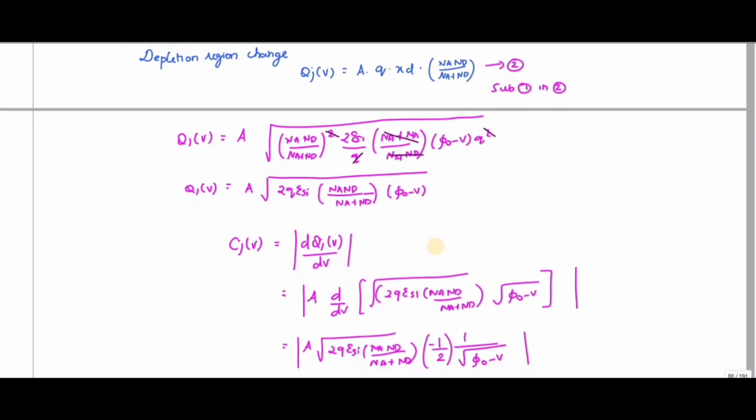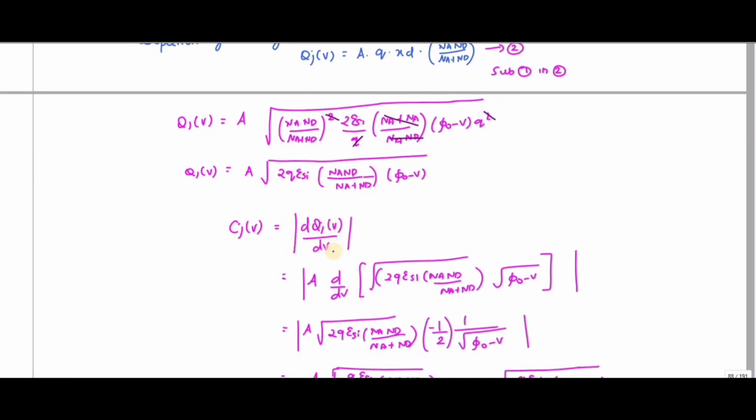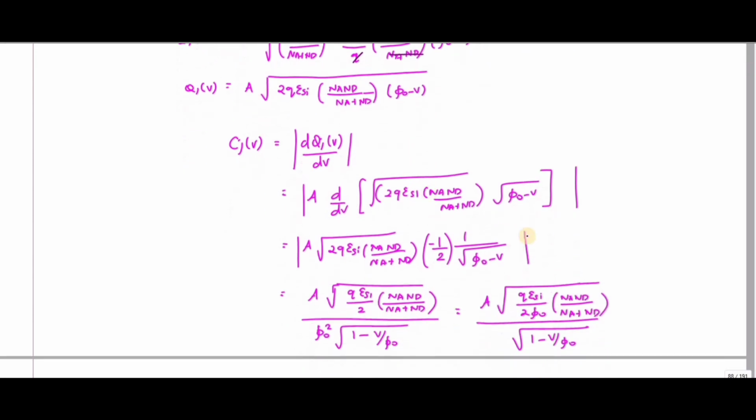Okay, so we know that Cj is equal to dQ by dV. So you have to differentiate this whole thing with respect to V. So you will get minus 1 divided by 2 root of (phi naught minus V). This 2, if it goes inside, you will get 4, so 2 and 4 get cancelled out. You will get 2. This minus value goes off because of modulus.